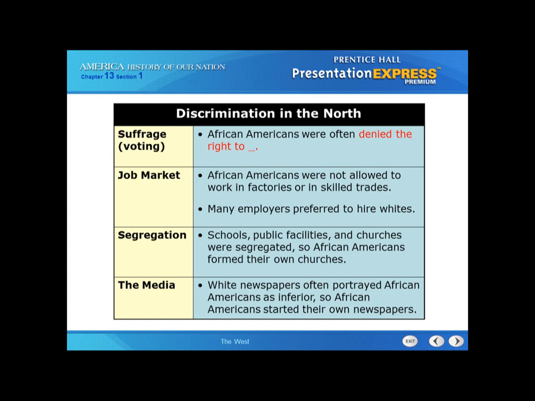Segregation means being set to the side. Schools, public facilities, and churches were segregated, so African Americans formed their own churches. And then finally, the media. White newspapers often portrayed African Americans as inferior, so African Americans started their own newspapers.